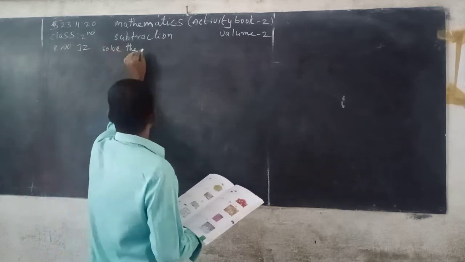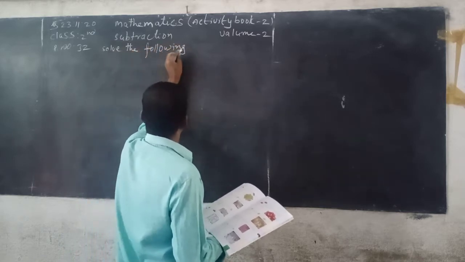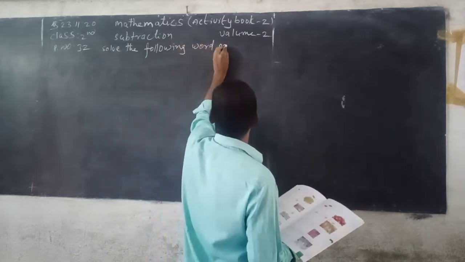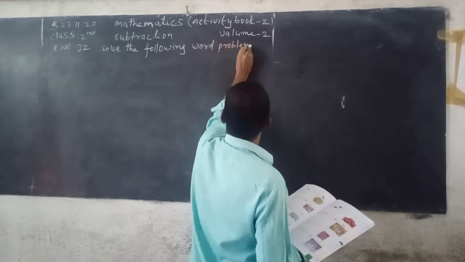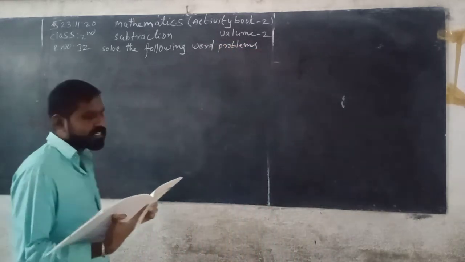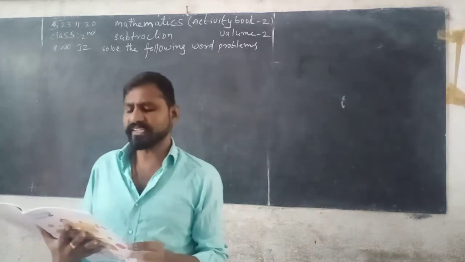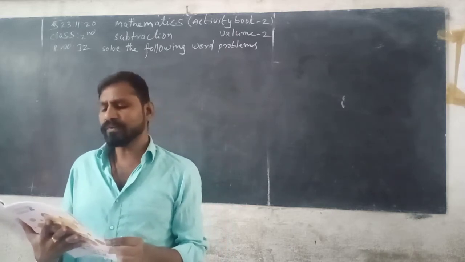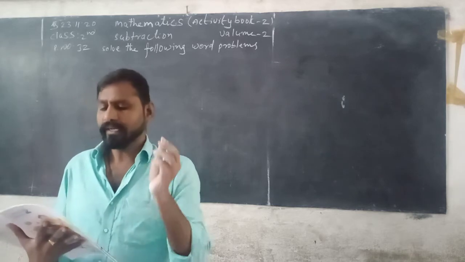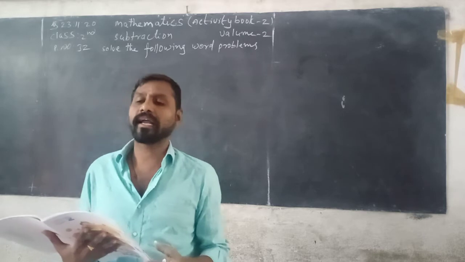Solve the following word problems. See here, listen carefully. Jessica had 25 chocolates. She gave 10 chocolates to Rohan. How many chocolates does Jessica have?